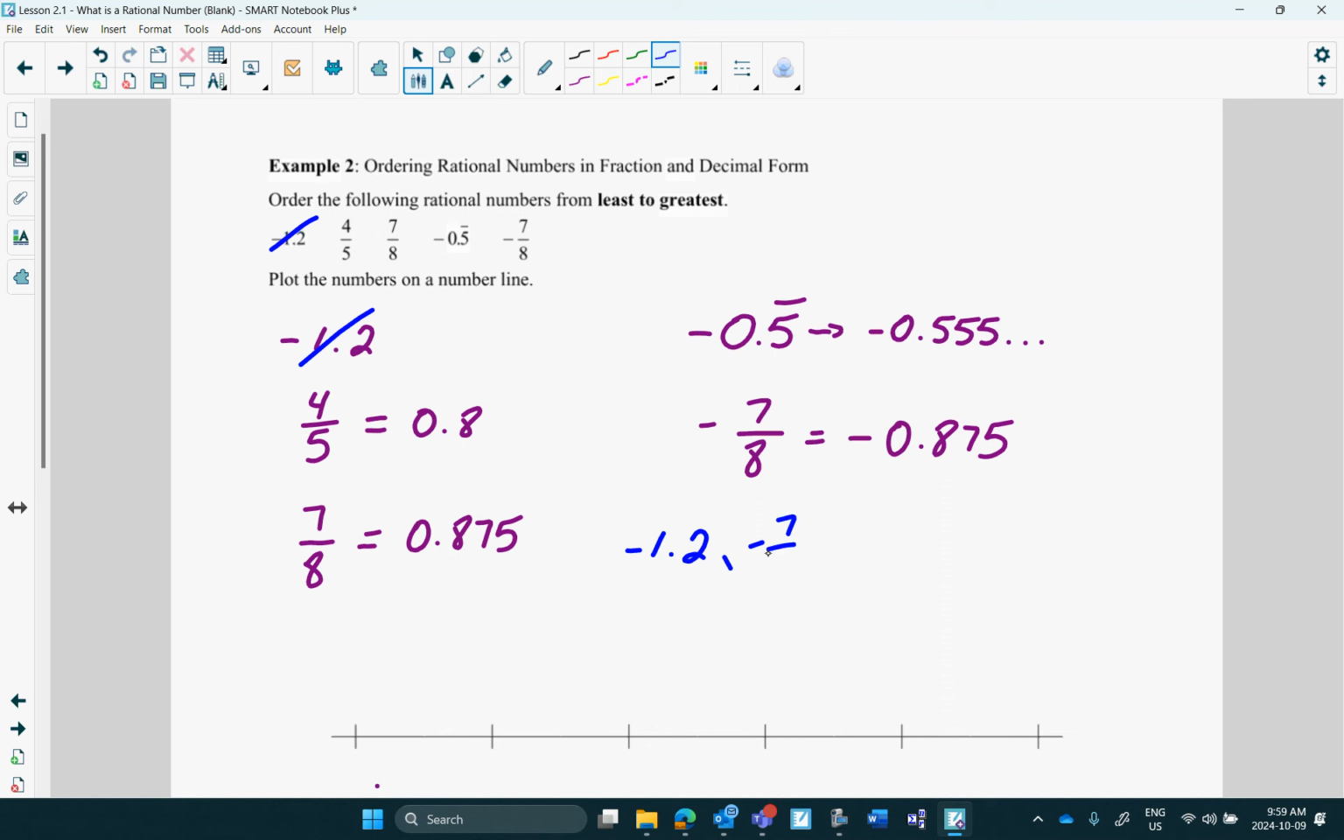So the next one would be -7/8. If you wrote -0.875, that's fine. If you wrote that, that's fine, because they both mean the same thing. I'm just writing the original ones. Obviously, the next largest one is the last negative, so -0.5 repeating. Now we're into the positives. Which one's smaller? 4/5, because it's 0.8, and 7/8 is a bigger decimal. So there's our order.